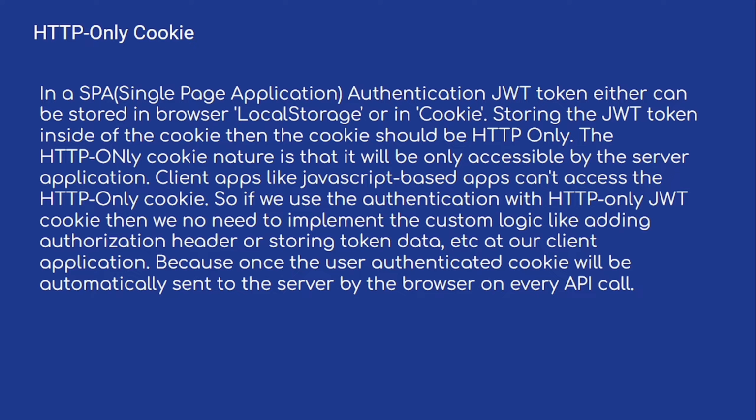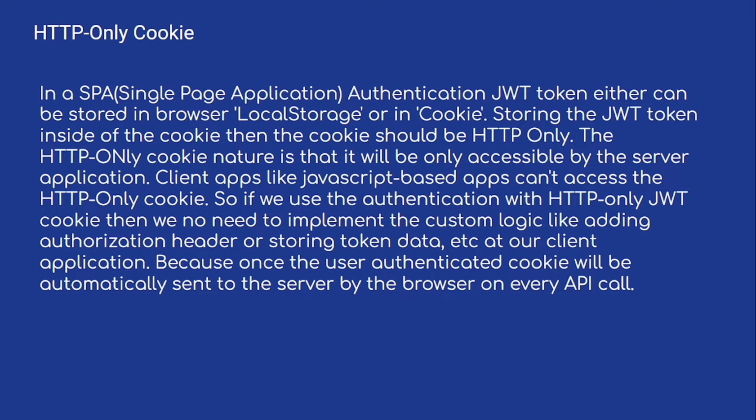So when storing the JWT token inside of the cookie, the cookie should be HTTP only. Not only a JWT token cookie, any kind of authentication cookie should be HTTP only. This HTTP only mark will be given to the cookie by the server itself. The nature of an HTTP only cookie is that it can be accessed by the server application. It cannot be accessed by client applications, so client apps like JavaScript based apps can't access the HTTP only cookie.